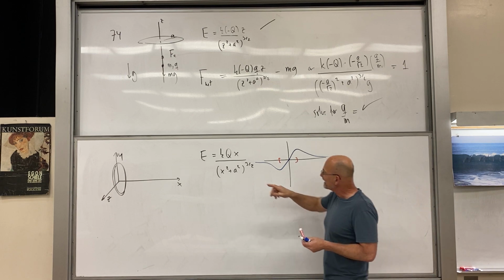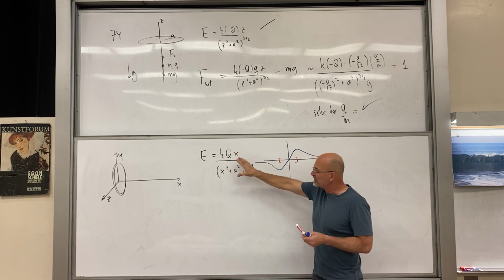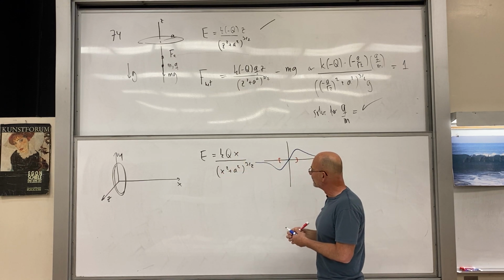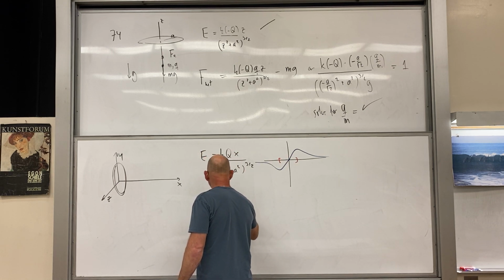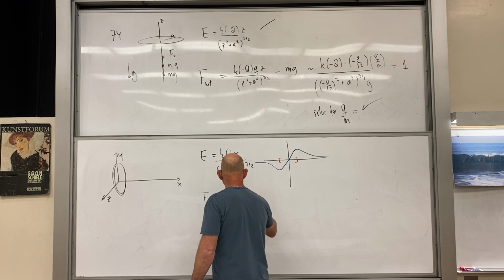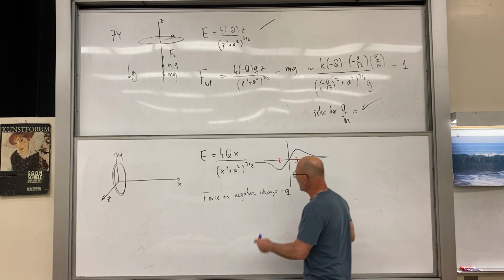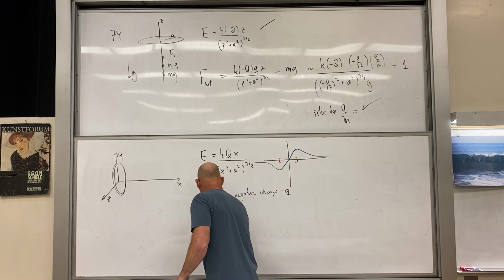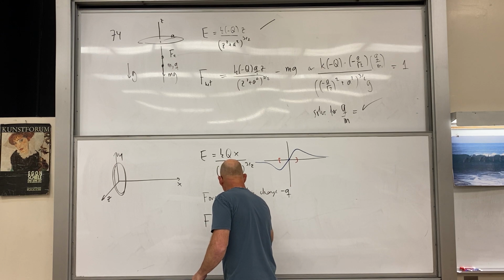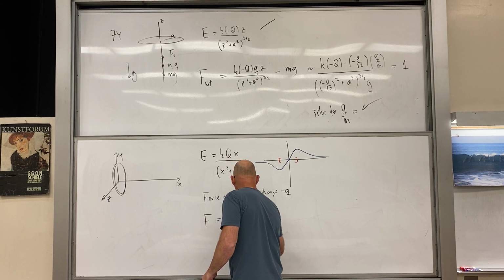Then if you put a negative charge here, then you're going to get a minus sign in your force, and you're going to have a restoring force. So, force on a negative charge, minus Q, so that way Q is a positive number, minus charge. So we have F is equal to minus K Q Q X over (X squared plus A squared) to the 3/2, okay?